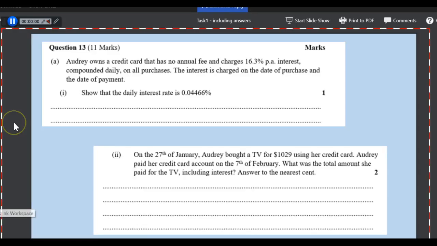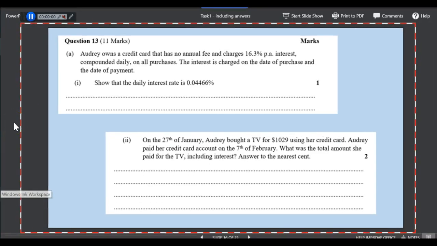I'm marking question 13. I'll just go through, I'll read the question, I'll show you how I would read the question, and then I'll go through the solutions and I'll talk about the common errors.